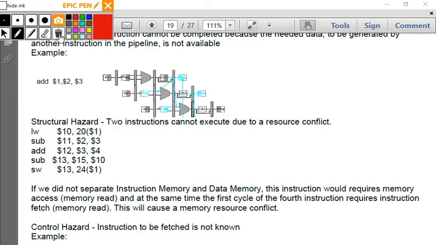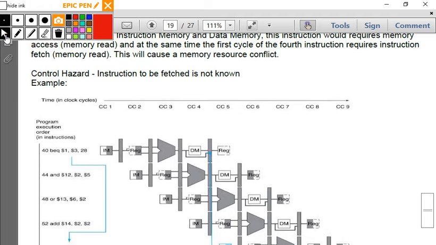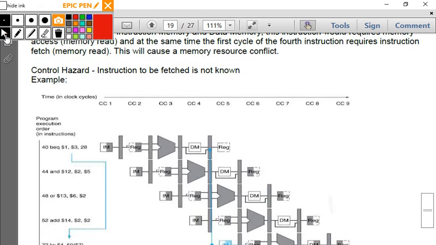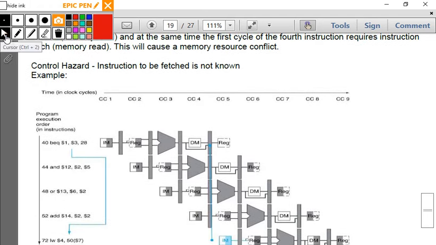And so the last one is known as a control hazard. And so this is an issue where the instruction to be fetched is not known. So what happens here? We have a branch instruction first, where I want to branch 28 instructions, right? And so I would want to go all the way down here, but simultaneously I'm still doing all this. So I don't know whether or not I want to branch until we get to the ALU, right?